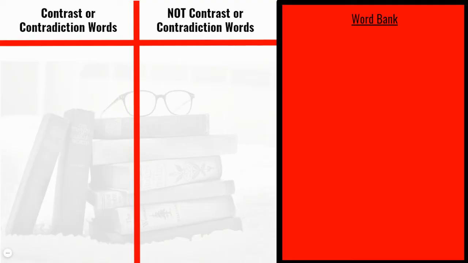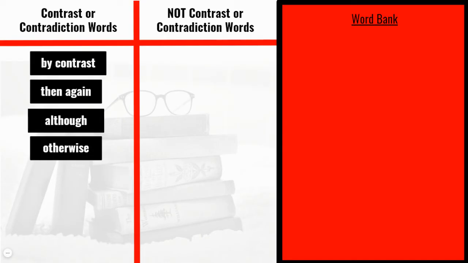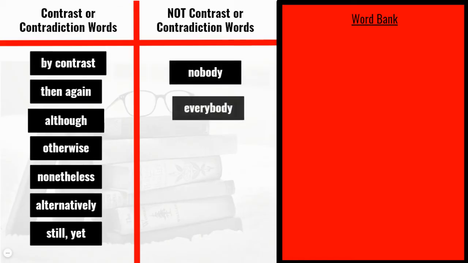Check out the answers on this sort. Be sure to make corrections as I read through each signal word. For the contrast or contradiction side, you should have the following words: by contrast, then again, although, otherwise, nonetheless, alternatively, still, and yet. On the other side of the T-chart, you should have nobody and everybody. Pause the video to make corrections.